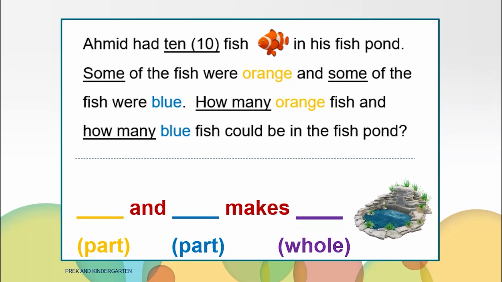I included the number sentence on the bottom so we can see the answer. How many orange and blue fish could be in the fish pond? The first part will be the orange fish. The second part will be the blue fish. And the purple whole will be how many fish are in the fish pond all together.